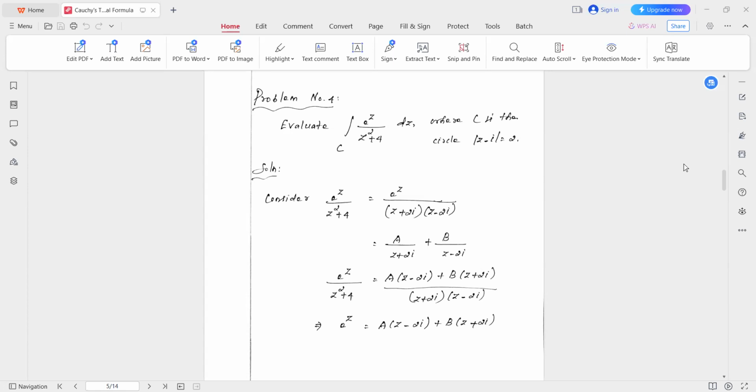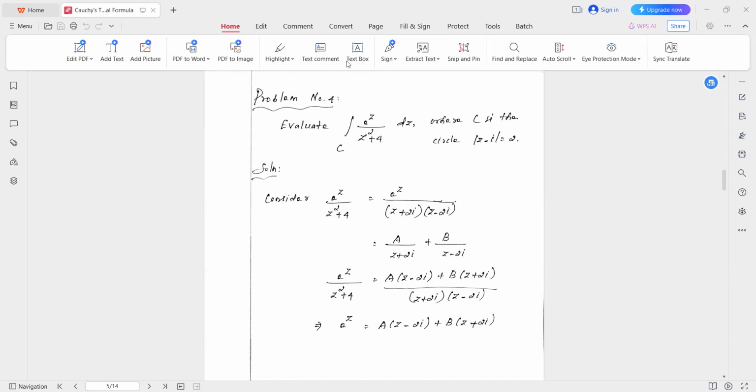So we are learning evaluation of integral using Cauchy's theorem and Cauchy's integral formula. So in this video, we are going to evaluate the integral value of e power z by z square plus 4 dz, where c is the circle, modulus of z minus i is equal to 2.